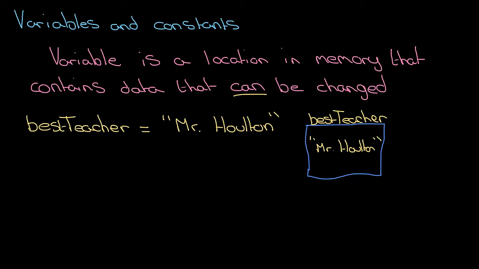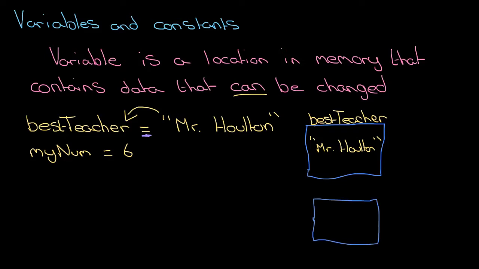The fact that I've done this here, equals, means that I have put data into the box. I put data into that variable called bestTeacher. So Mr. Holton is now in that variable called bestTeacher. Let's do another one very quickly, and you can probably see how this is going to go in your head now. So myNum equals 6. Same thing again. If you imagine I've got a box here, it's got the label myNum, and it's got the value 6 in it. All right, that is a variable.